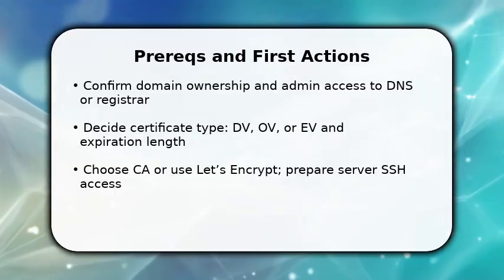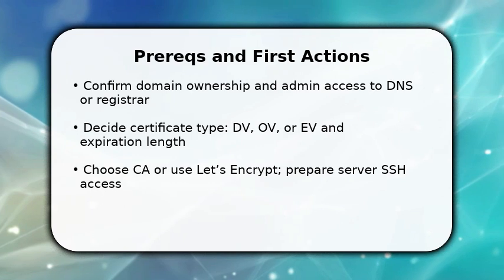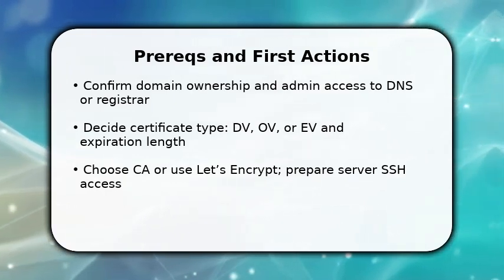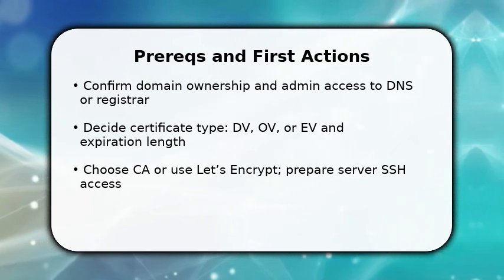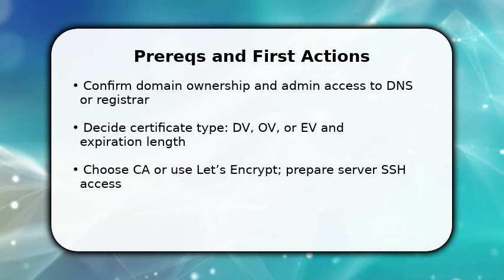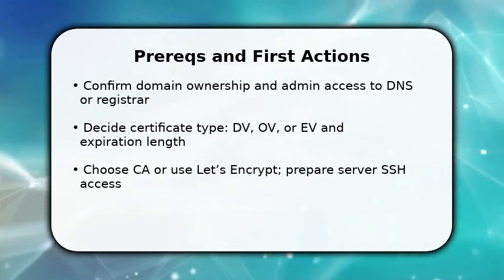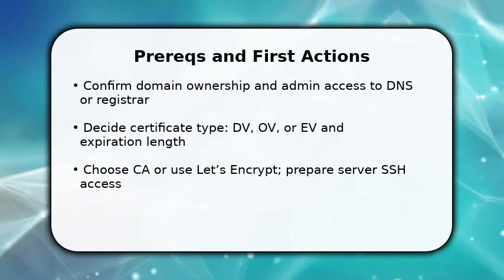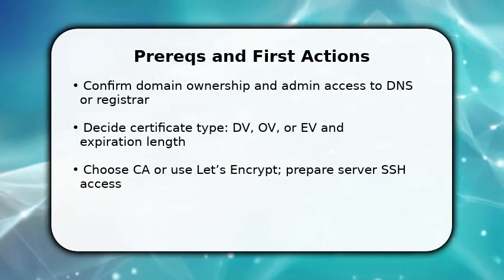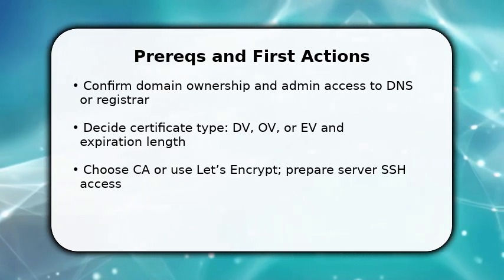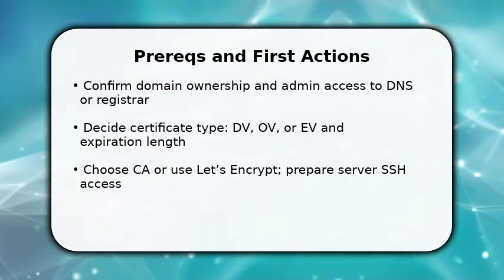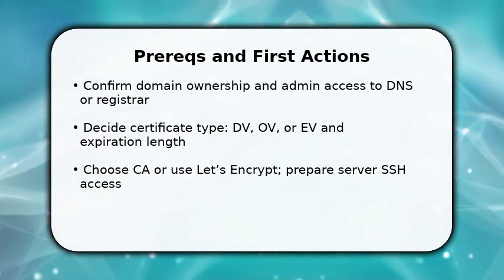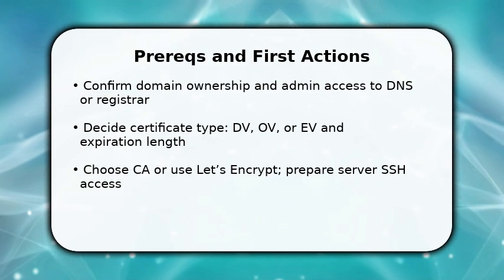You start by proving control over your domain and getting admin access to DNS. Once done, pick the certificate type, DV for basic encryption, OV or EV for identity assurance, because it affects validation steps. Next, choose a certificate authority or opt for Let's Encrypt to automate renewals. Make sure your server has SSH access and that you can create or upload keys. These are essential first steps, so you can generate a CSR and proceed without delays.